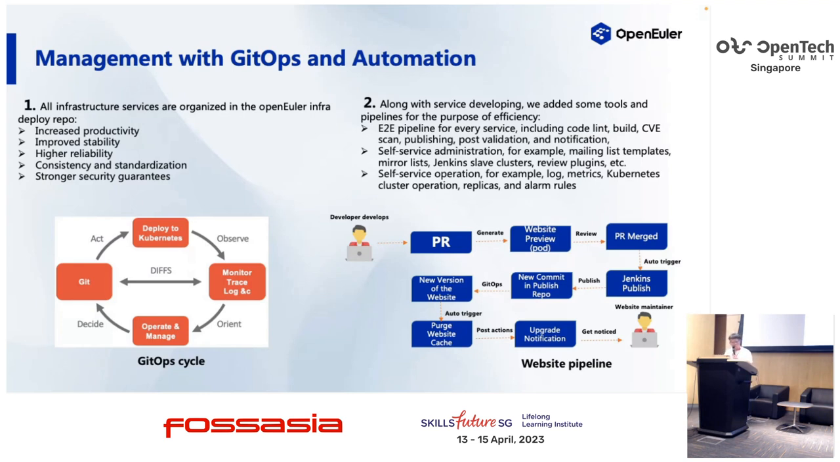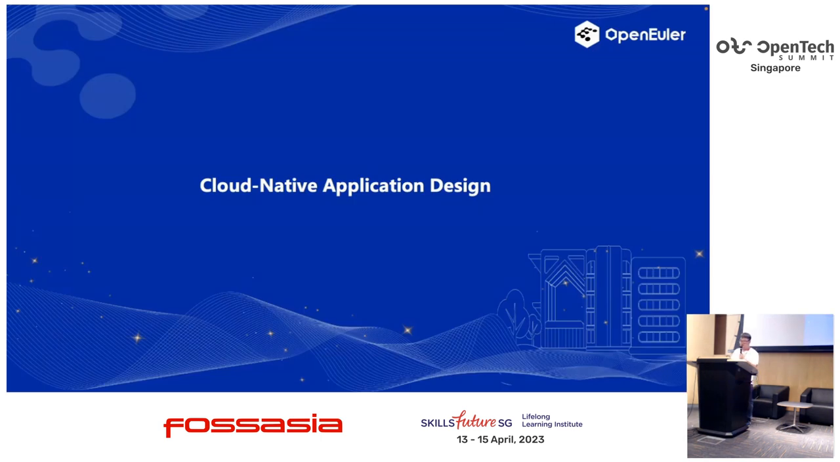So that's all of the best practices we have learned during the process when we set up the whole infrastructure for our openEuler communities. And we're heading to our next part. During this part, I will share some excellent applications that we have been working on to make them run better in the Kubernetes clusters. Some of the projects are based on existing open source projects, but some are based on ideas we learned from other open source projects.